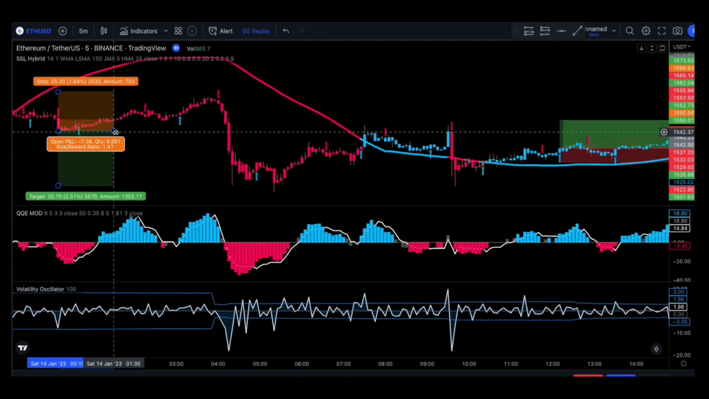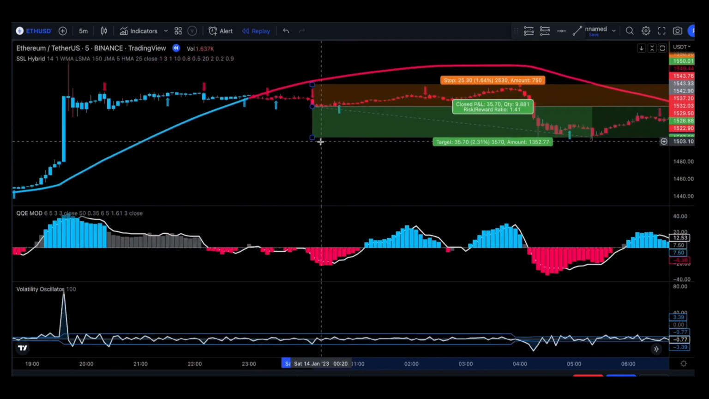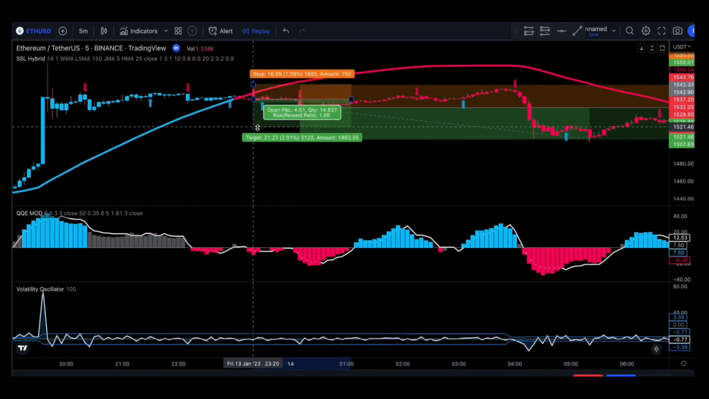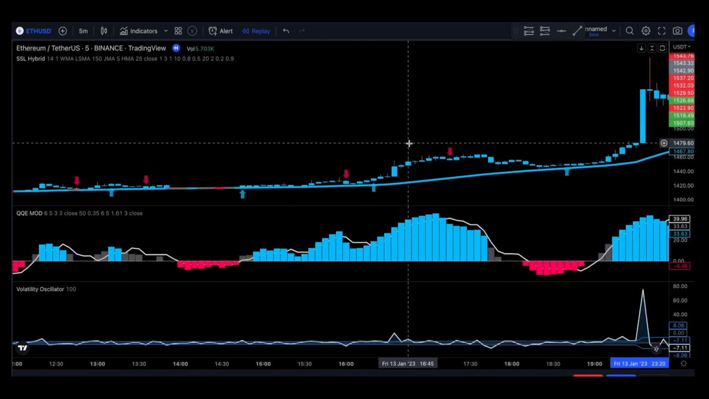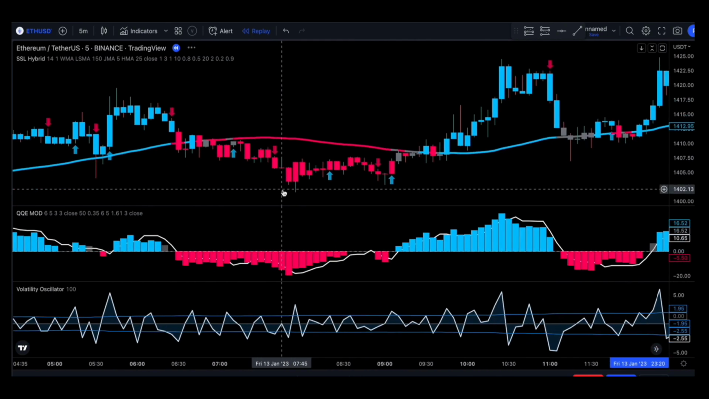Out of 20 trades we found, 17 turned out to be winners. This is incredible considering the fact that we're using a 5-minute time frame.